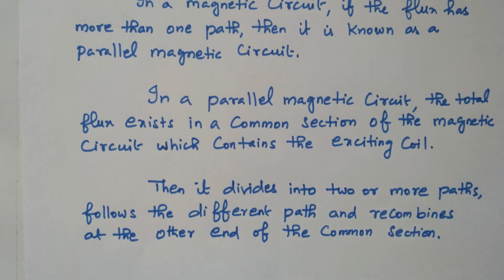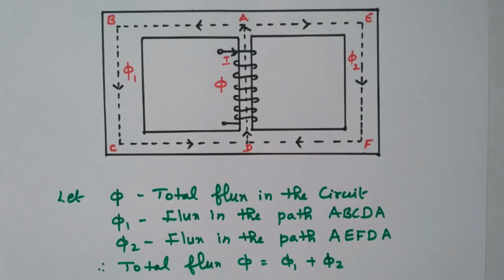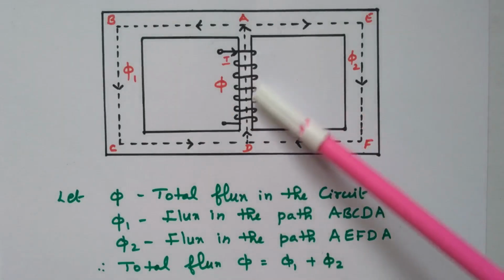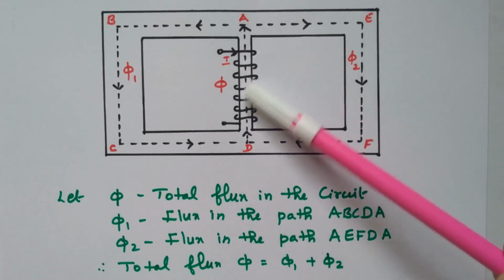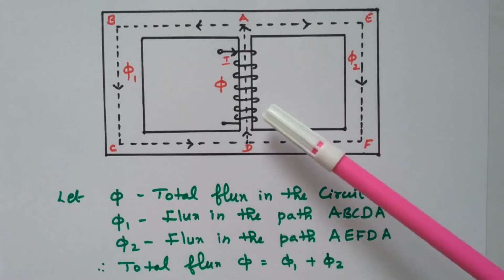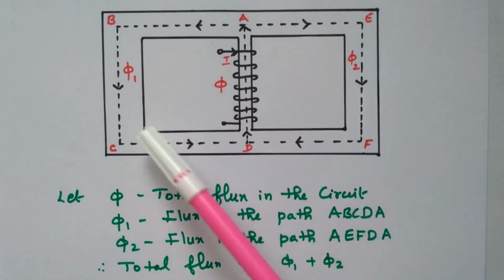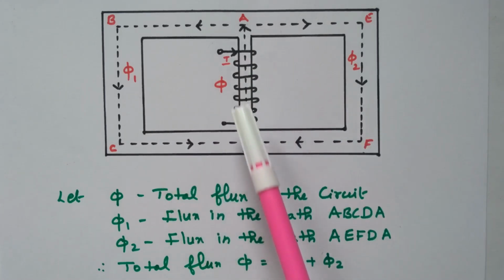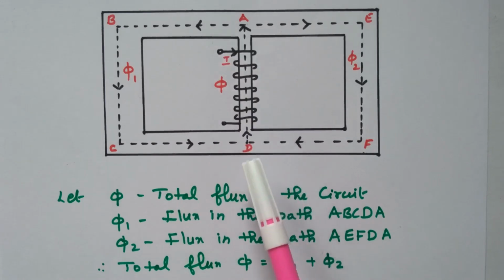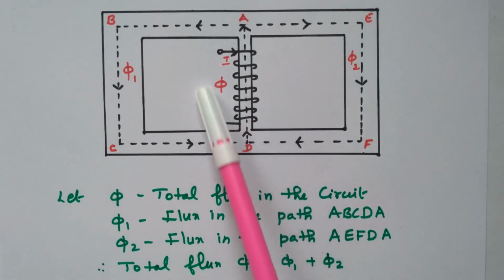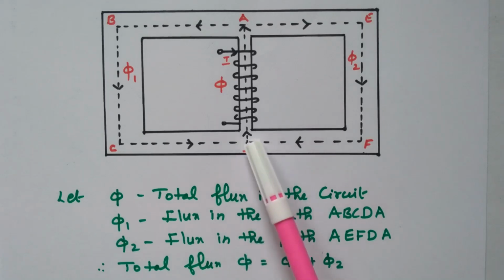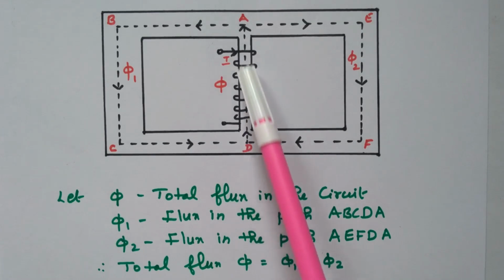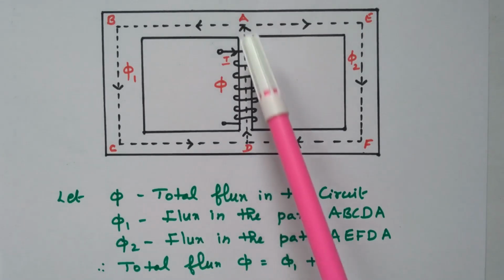Now we'll refer to the diagram. In this diagram the exciting coil is available at the center limb. On this side and the other side, two more parts are available. The current I is flowing through the coil. Due to the rate of change of current, the flux is produced. So this is the common section having the exciting coil. The total flux is available in this part, which is named AD.